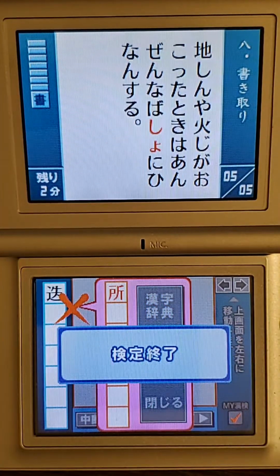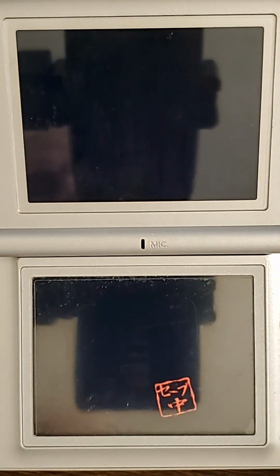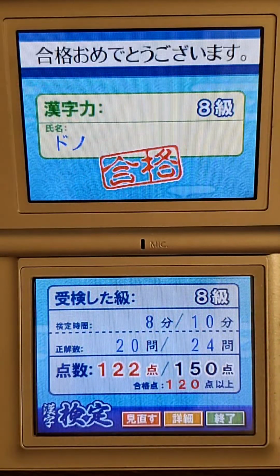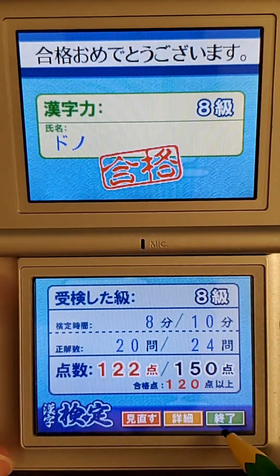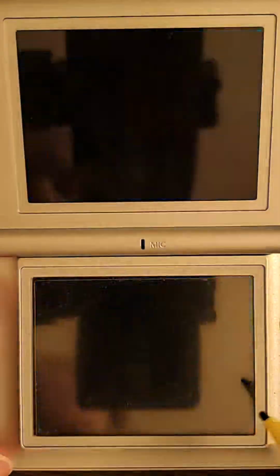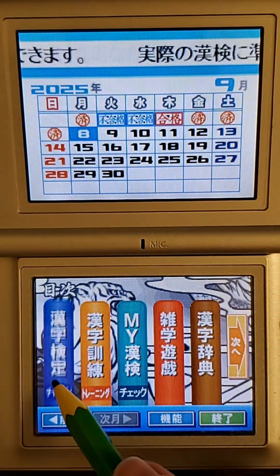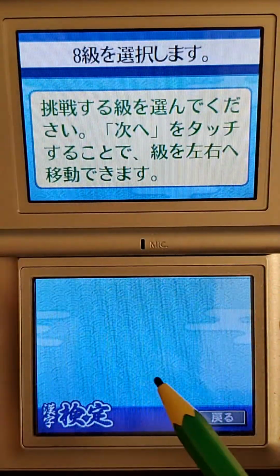Study it later. This one, I missed a few. Let's see how many I got here. Passed, barely. But hey, I passed. Got some in my Kanken. I'll study those later. This one might be the last one. I'm gonna do another one on level 8. Then I will sleep. I gotta go to work tomorrow.